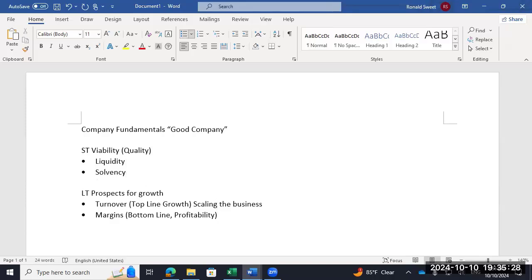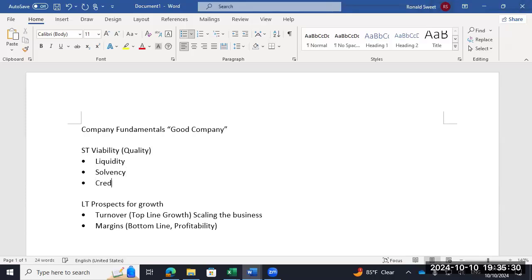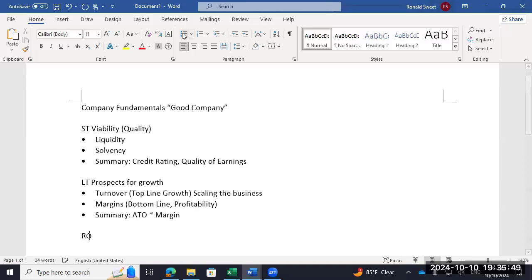How do we summarize short-term viability? Credit ratings. Quality of earnings. How do we summarize this? We just look at ATO times margin. And then ultimately, we look at return on equity, which essentially brings all those pieces together.